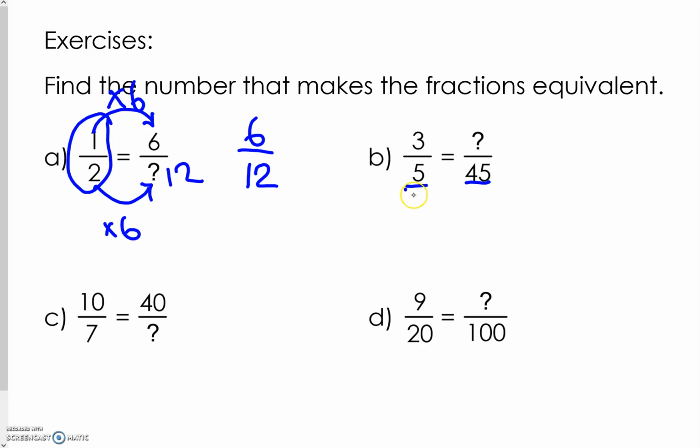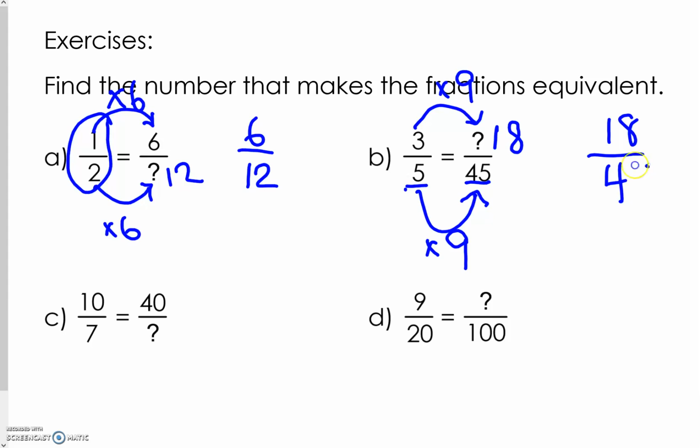So we must ask ourselves, what can we do to 5 to get to 45? In this case, the number is also getting bigger, so we know that we multiply. 5 times 9 equals 45. Whatever we do to the bottom number, the denominator, we must do to the numerator, the top number. 3 times 9 is 18. Therefore, 3/5 is equivalent to 18/45.